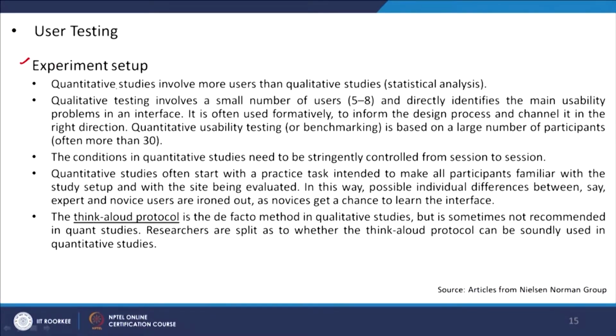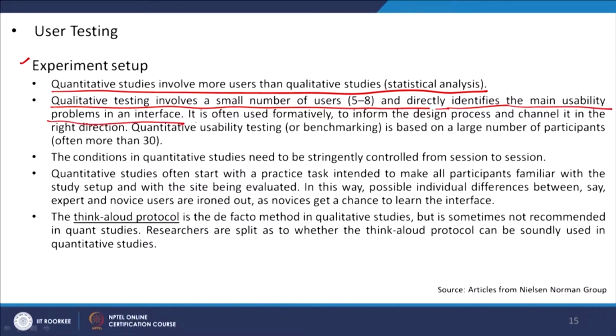In the experiment setup, qualitative studies involve fewer users than quantitative studies, because quantitative studies require statistical analysis. Qualitative testing involves a small number of users, generally 5 to 8, or it can even be 15, and it directly identifies the main usability problems in an interface. So it is often used formatively to inform the design process and channel it in the right direction.